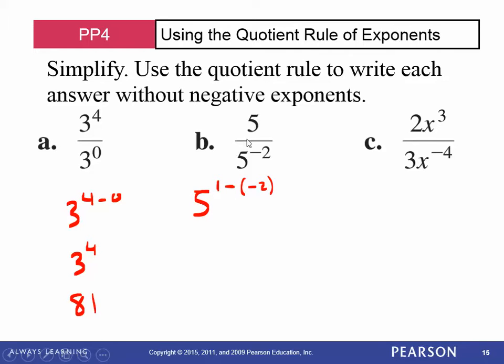Okay, this one, 5 is going to be 5 to the 1 minus a negative 2, and that changes to addition, so how about 5 to the 3rd? And yeah, might as well simplify it here. 5 times 5 times 5? 125 is good.